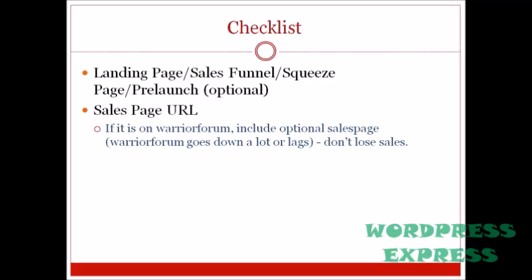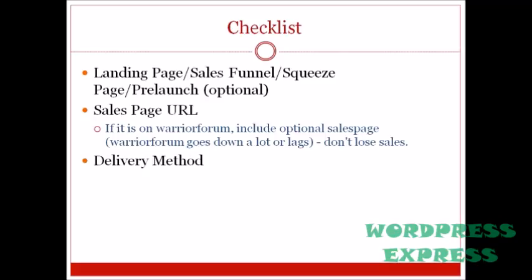And of course, if your sales page is on the warriorforum.com as a Warrior special offer, Warrior Forum tends to go down or lags a lot. So if your website, your sales page lags, then you're going to lose sales. So if it is on the Warrior Forum, then you can also include an optional sales page, which is a really, really cool feature. You're also going to need to specify the delivery method.